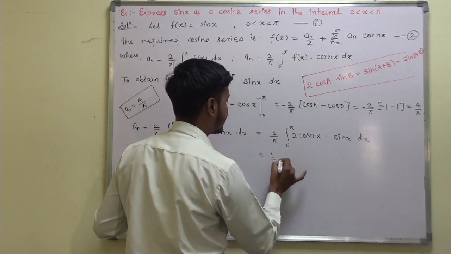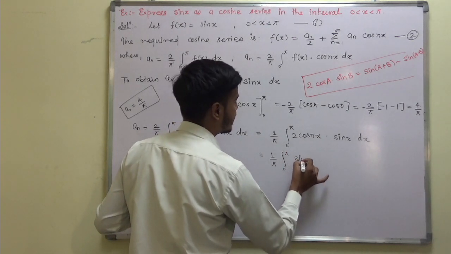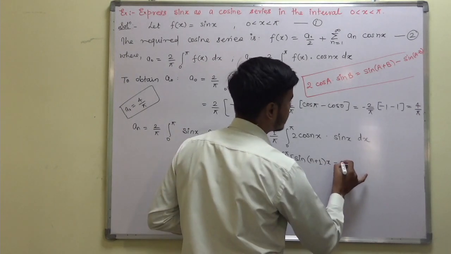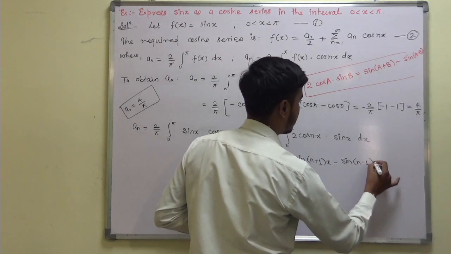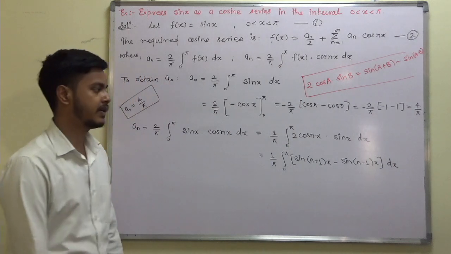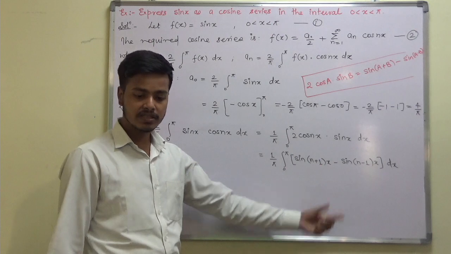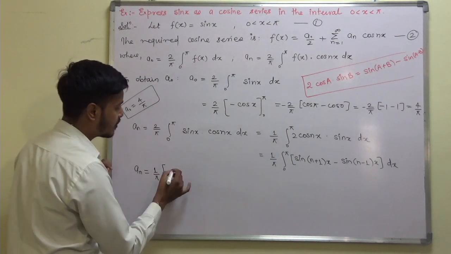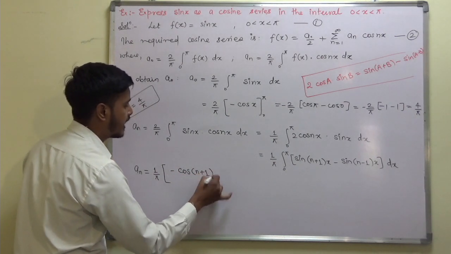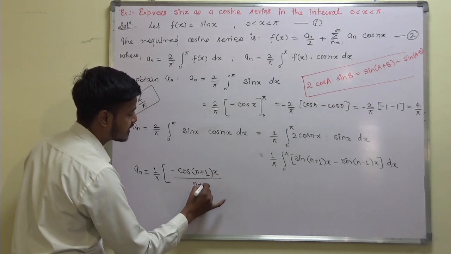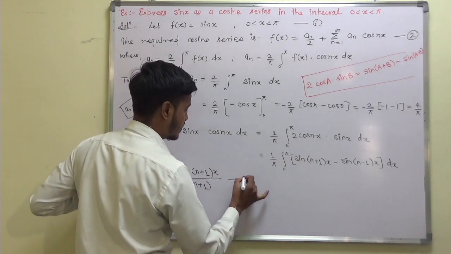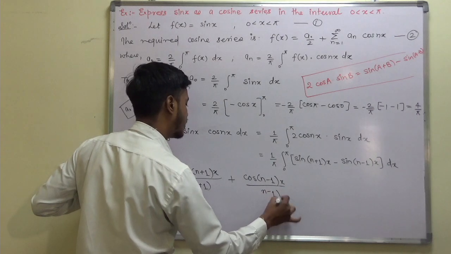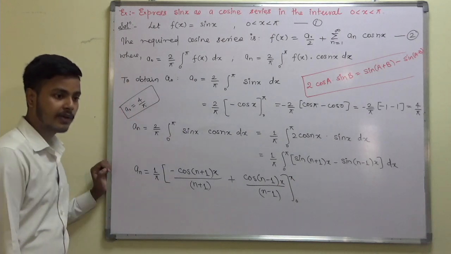So this is same as 1 by pi integration 0 to pi sine n plus 1 x minus sine n minus 1 x dx. Now apply the integration. That's a very simple integration. So I'm writing here an is equal to 1 by pi. What is integration of sine n plus 1 x? It is minus cos n plus 1 x divided by the coefficient of x, that's n plus 1, minus integration of sine n minus 1 x, which is minus cos, so this becomes plus cos n minus 1 x upon n minus 1, limits 0 to pi. Now apply the limits.